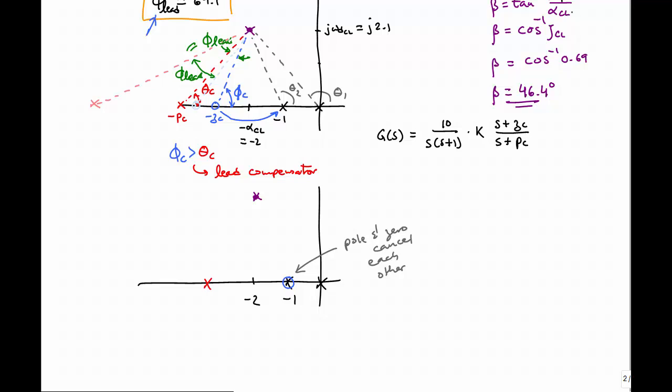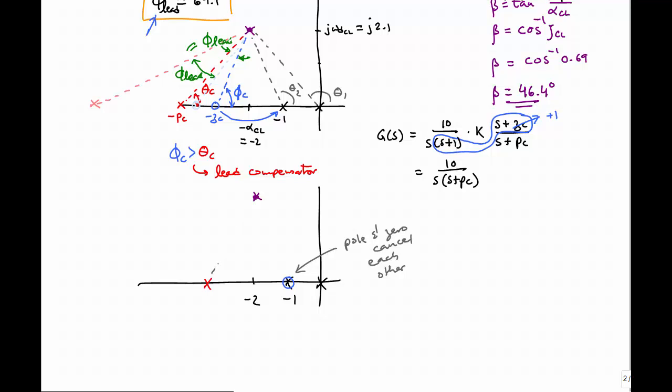Well, how does that work? Well, if we let the zero here be at -1, so s plus 1, then I get the s plus 1 in the numerator to cancel with the s plus 1 pole in the denominator. And this results in a transfer function that is now just 10 over s times s plus pc, the compensator pole location. So that simplifies things, because now I really only have two angles to account for.